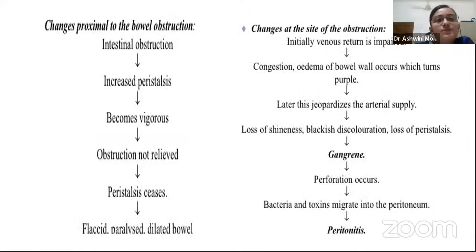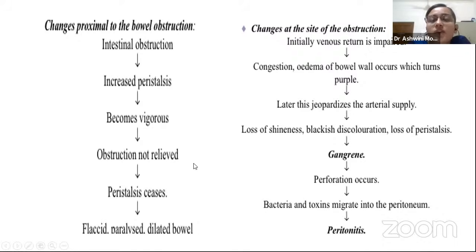So what will be the change proximal to the bowel obstruction? The obstruction will cause an increase in intestinal peristalsis. As I said before, the bowel will try to release the obstruction, and for that it will increase the peristalsis, which will gradually become vigorous. After that, if even after this gradual increase in vigorous peristalsis the obstruction is not relieved, peristalsis will gradually taper down and cease with time. After that, fatigue will occur in the bowel wall, which will cause a flaccid, paralyzed, dilated bowel loop.